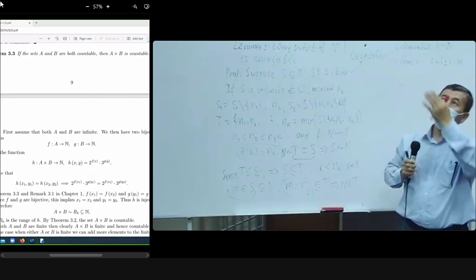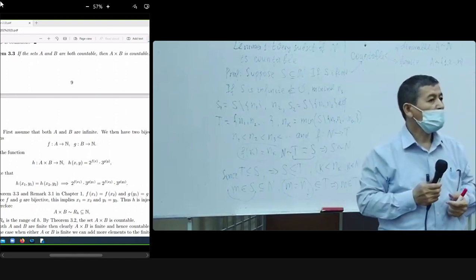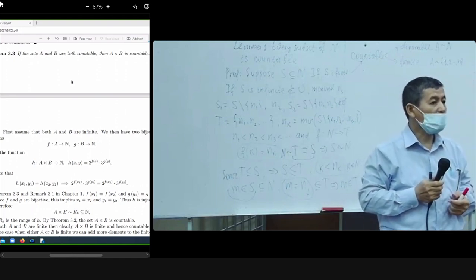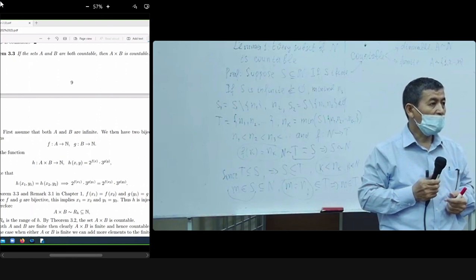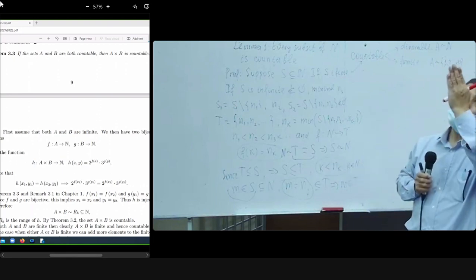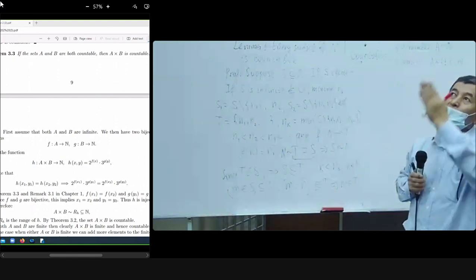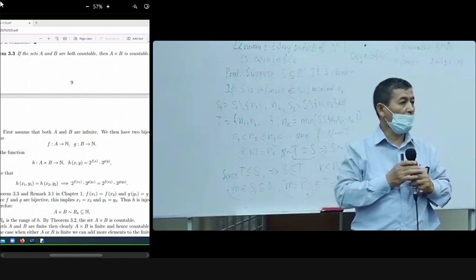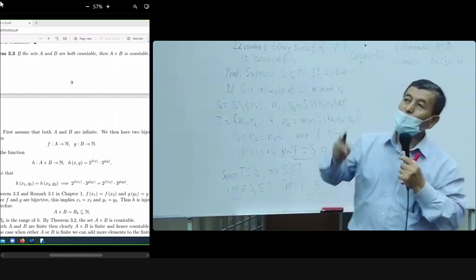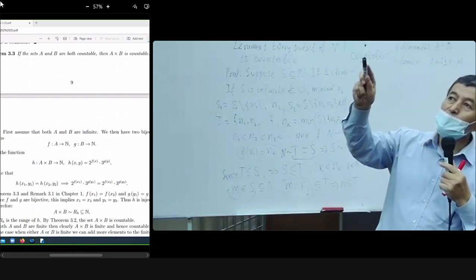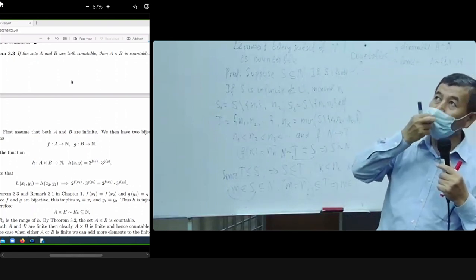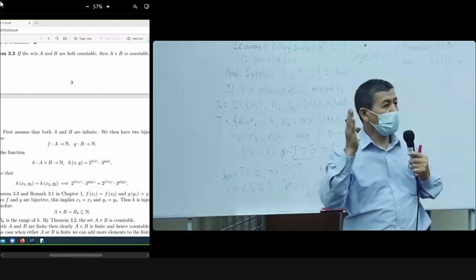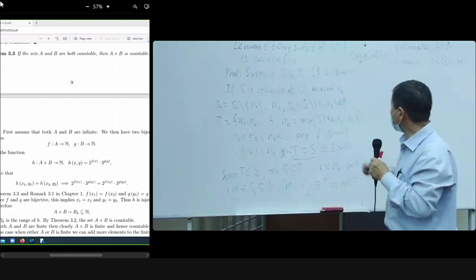So, what does it mean? A times B is a Cartesian product. If A and B are both countable, then the Cartesian product is also countable. So, proof: first, assume that both A and B are infinite. Actually, if they are finite, we can easily get it.